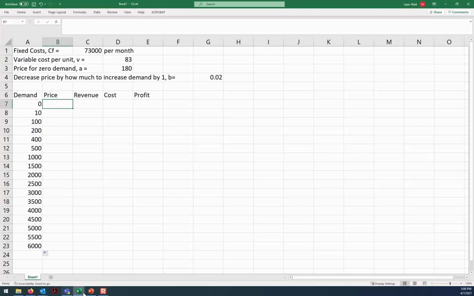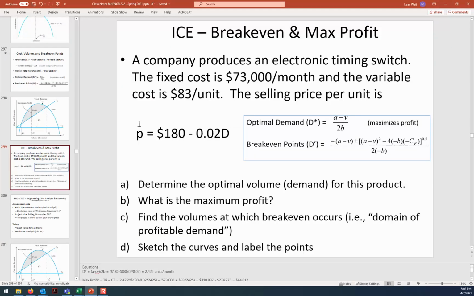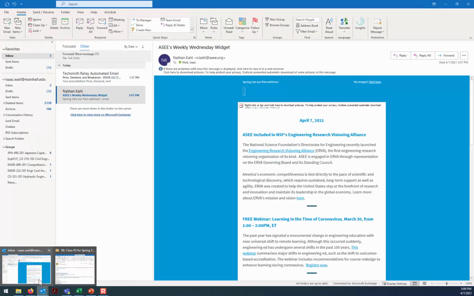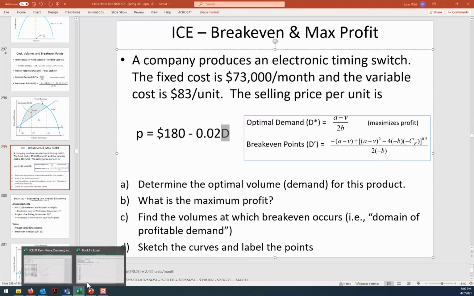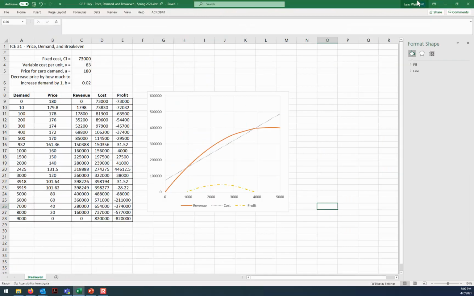Now price is where I'm going to use the curve that we have here, this equation. To have a certain level of demand, what price should we charge? It's going to be 180 minus 0.02 times D. Okay, so, wrong curve.